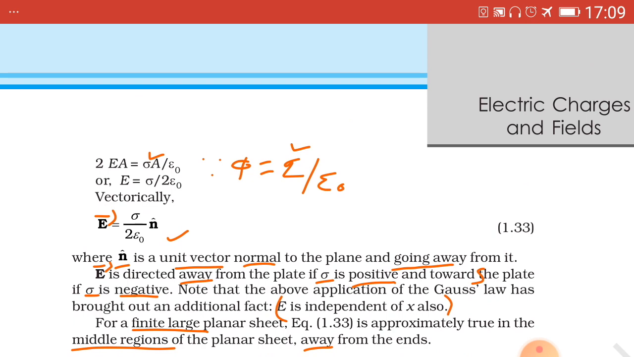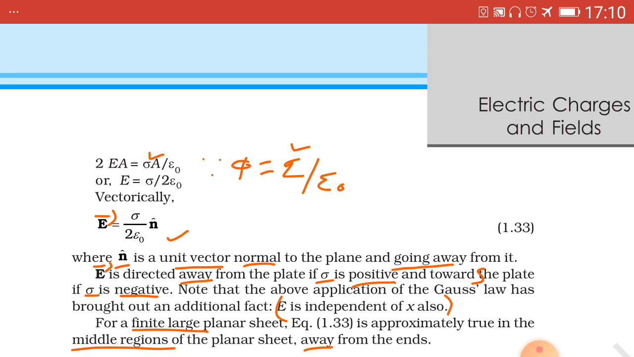Therefore, capital E equal to sigma upon 2 epsilon 0, which gives the magnitude of electric field. Now, in vector form, capital E vector equal to sigma upon 2 epsilon 0 into n hat. This is the answer which has been tick marked, where n hat is a unit vector normal to the plane and going away from it.